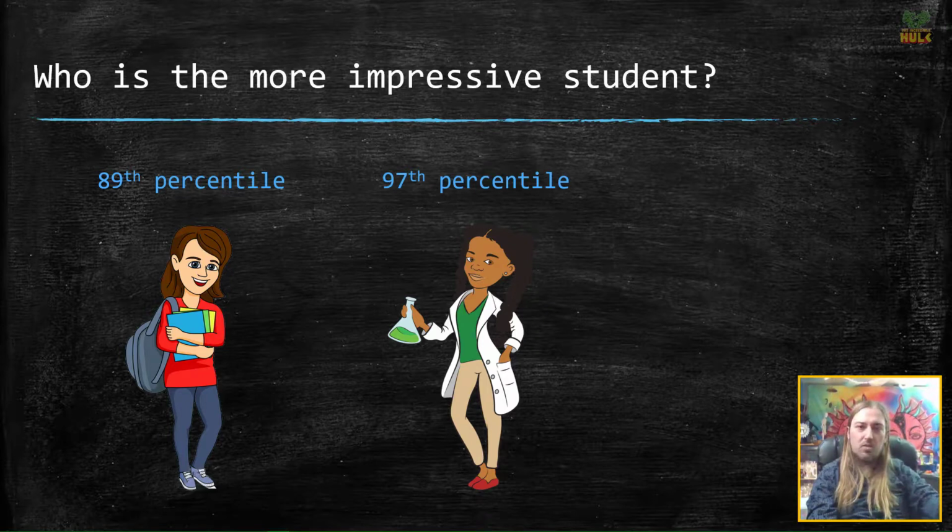So while Anna did fantastically being in the 89th percentile, Donna's 97th percentile makes her the more impressive student. And that is one good way of using z-scores, to learn more about where that raw score sits in that larger distribution, right? Finding out where you are relative to other scores can oftentimes be far more informative than simply knowing your raw score.